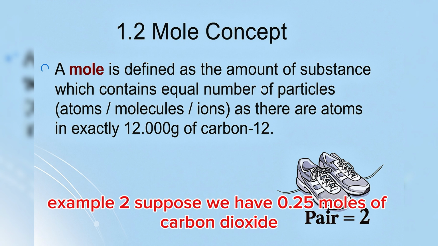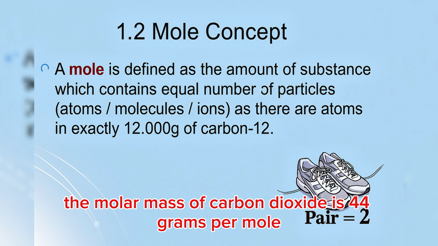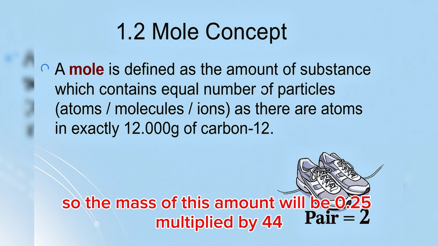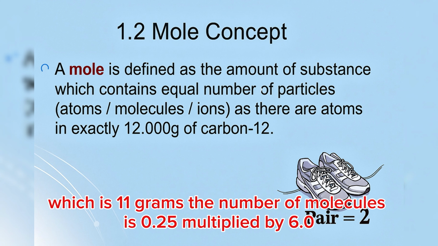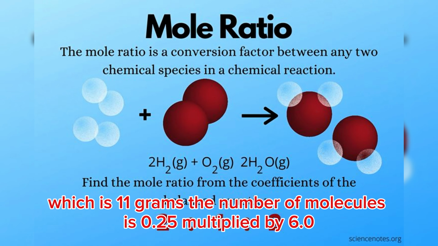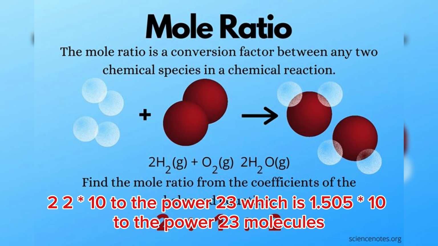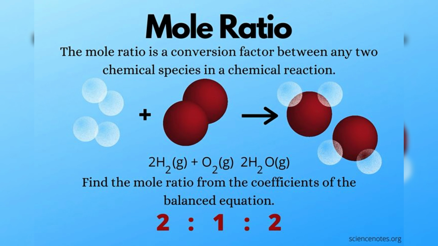Example 2. Suppose we have 0.25 moles of carbon dioxide. The molar mass of carbon dioxide is 44 grams per mole, so the mass of this amount will be 0.25 multiplied by 44, which is 11 grams. The number of molecules is 0.25 multiplied by 6.022 times 10 to the power 23, which is 1.505 times 10 to the power 23 molecules.